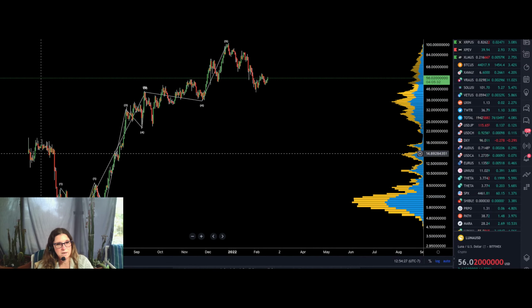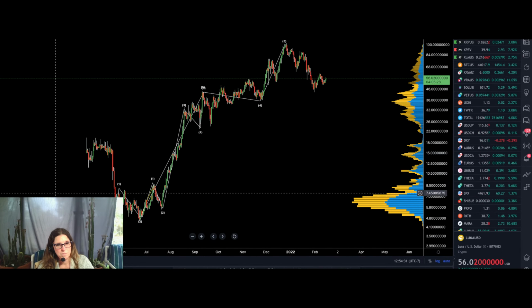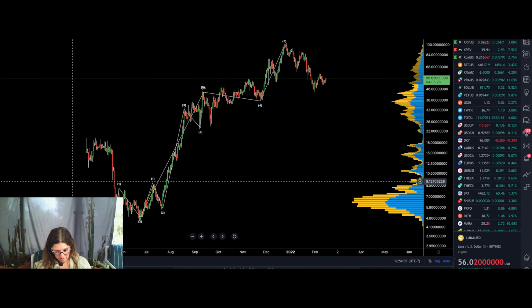Is there more data back here, anybody? Can anybody tell me real quick if there's more data for Luna? Because if there isn't, then Luna looks done.